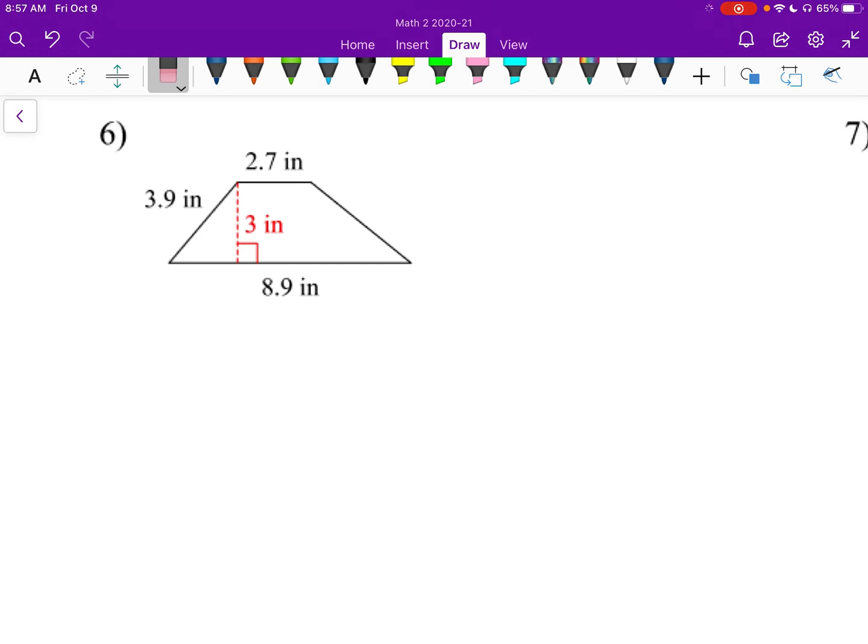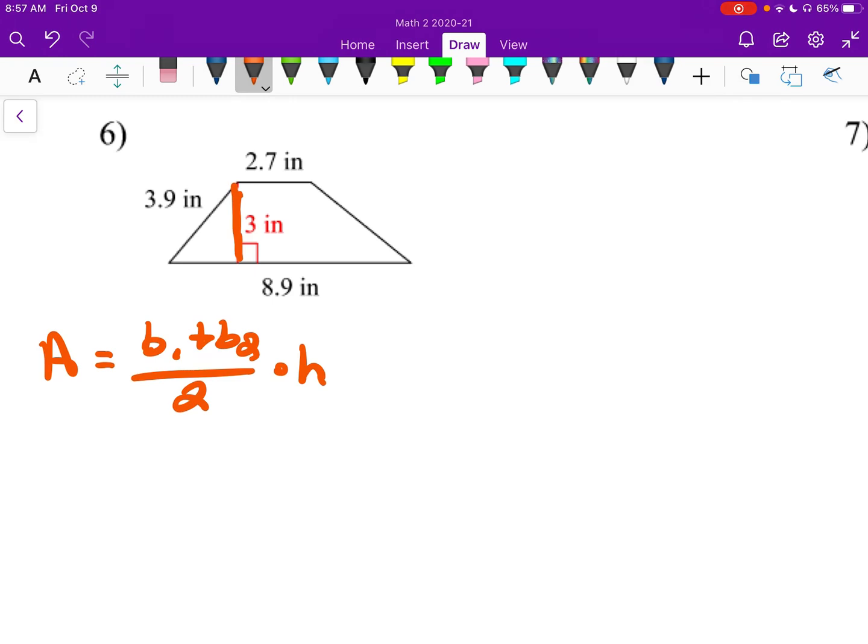All right, number 6. We're talking about a trapezoid here, and we can see that it's a trapezoid because, well, for one, it looks like one. And so we're going to talk about the bases. The bases always have to have the right angle, right? So we orient ourselves about that right angle. We can see that the 3 is going to be our height. Let's go ahead and write our area formula. Area equals base 1 plus base 2 over 2 times the height.